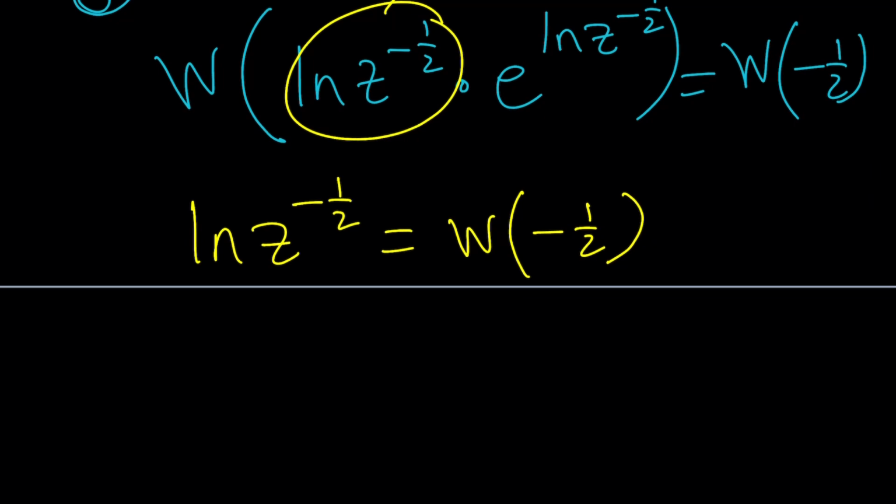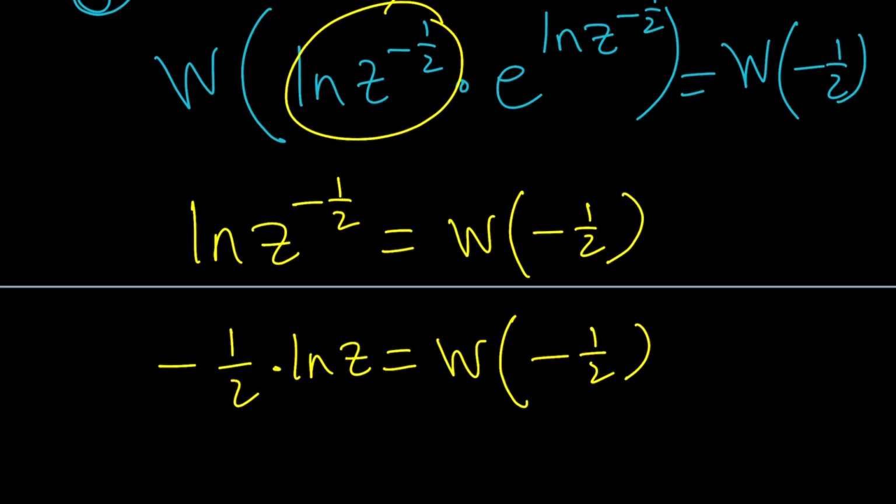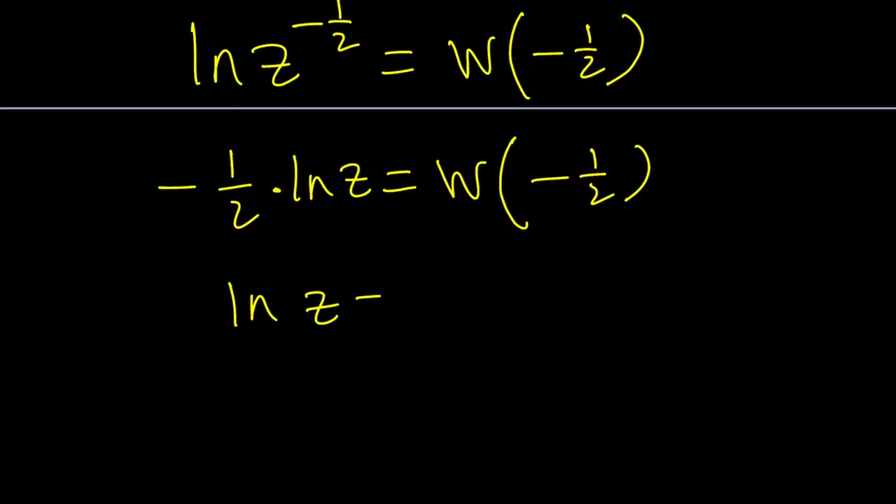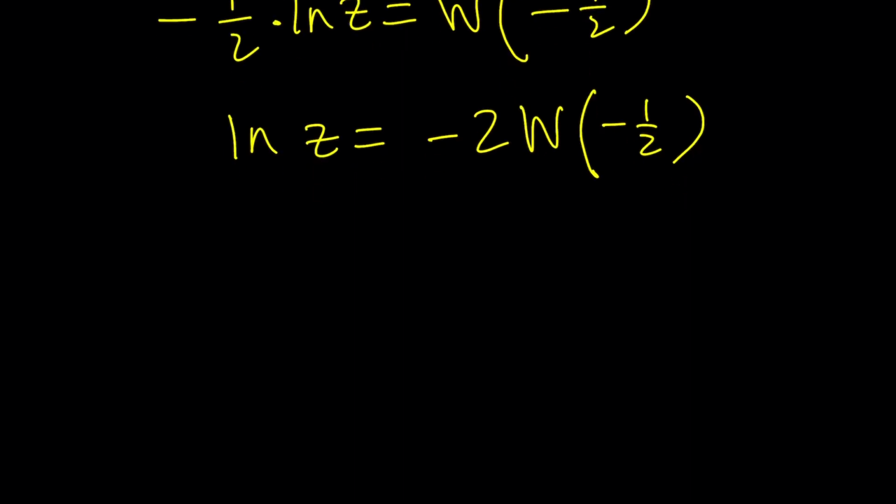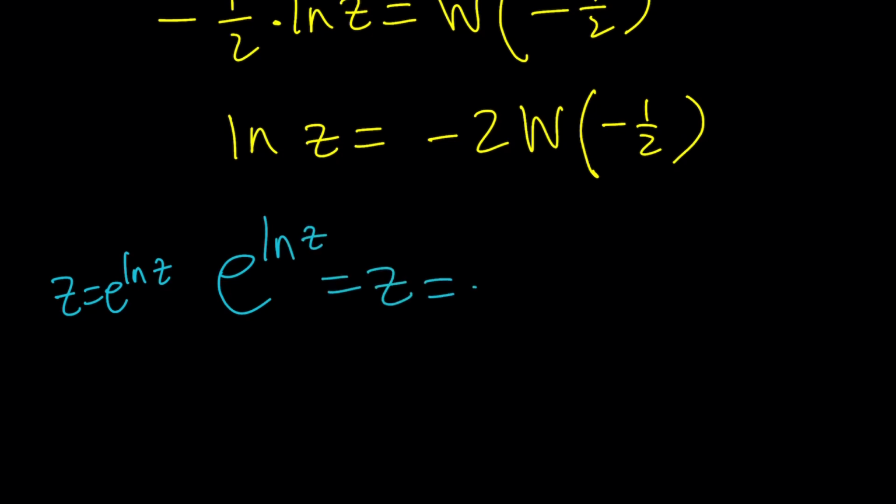This is not very helpful, but at least we can do the following. Bring this -1/2 to the front. That's going to be -1/2 times ln z equals W of -1/2. And then we can multiply both sides by -2, and ln z is going to be -2 times W of -1/2. We're going to look at the numerical value, don't worry about it. But if you want to find z from here, of course, we would just use the identity z equals e to the ln z. So do e to the power on both sides. E to the power ln z equals z, which is e to the power -2 times W of -1/2.